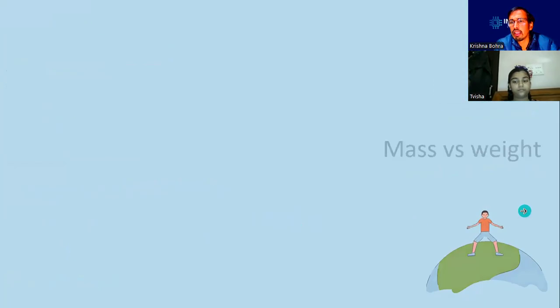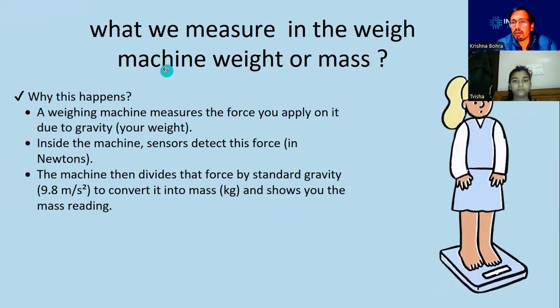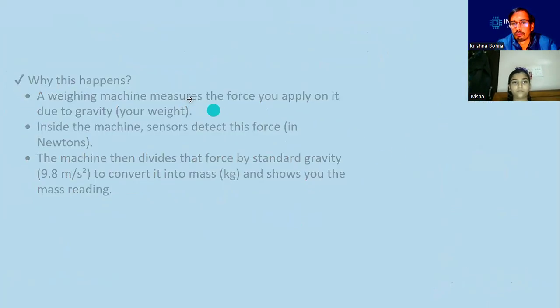Then we understood why the weighing machine, even though it measures the gravitational force we apply on earth, still shows it in kilograms: because it divides that particular reading by 9.8 meters per second squared, which is the standard g, and then gives it in kilograms.